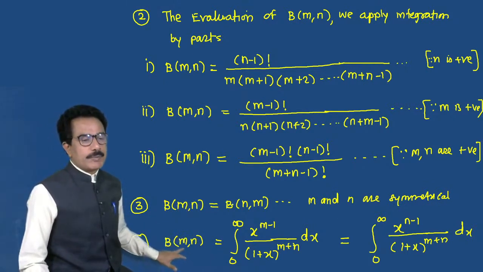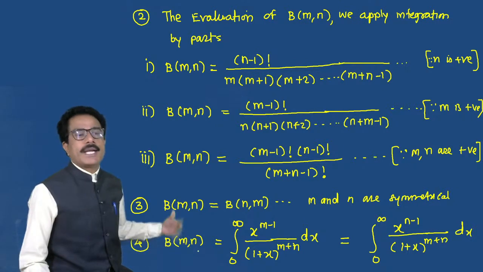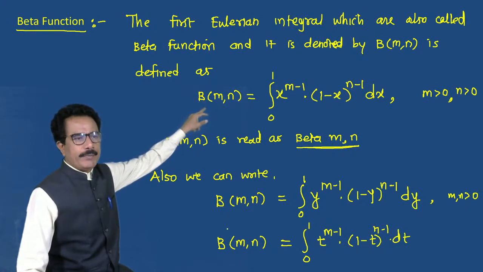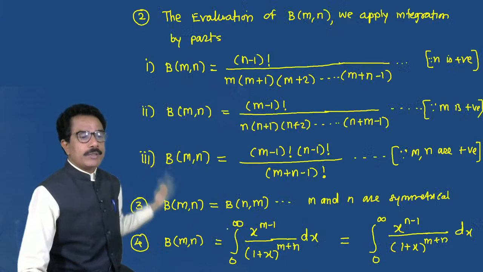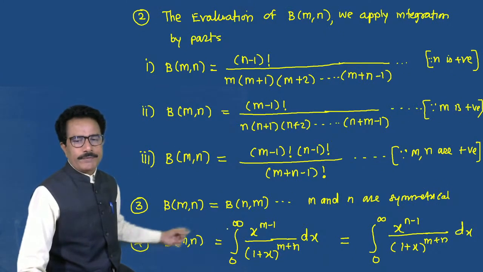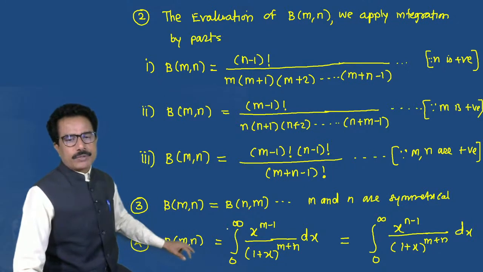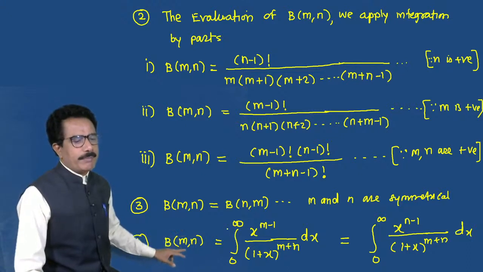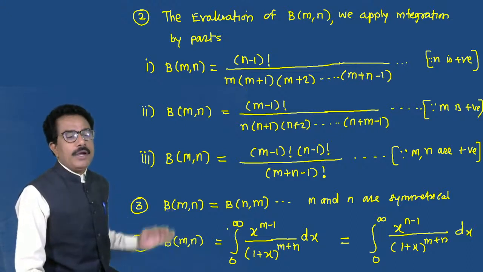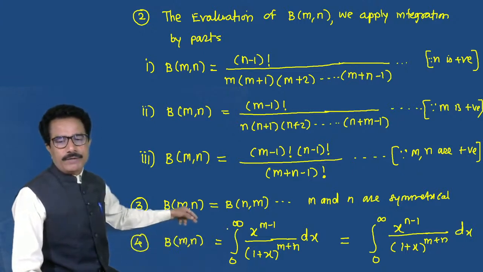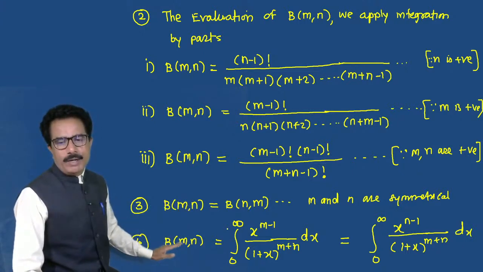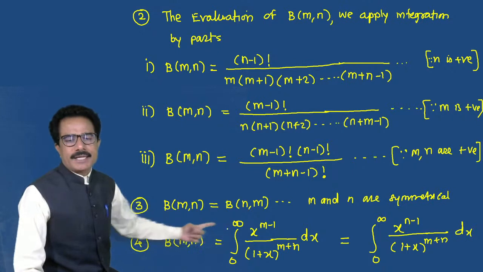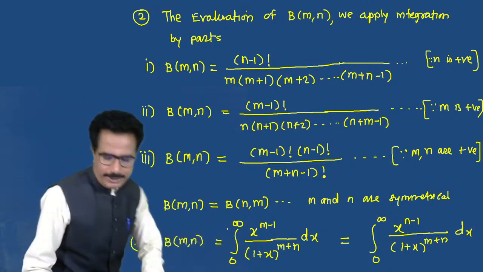Second, we have studied the transformation. Beta of m comma n we can write in another way. This is the basic definition for beta, beta of m comma n is equal to the integral from 0 to 1. But we can write the beta function in the form of 0 to infinity: beta of m comma n is equal to the integral from 0 to infinity of x raised to m minus 1 divided by 1 plus x raised to m plus n dx. Or we can write the integral from 0 to infinity of x raised to n minus 1 divided by 1 plus x raised to m plus n dx, because m and n are symmetric, therefore we can replace m and n.